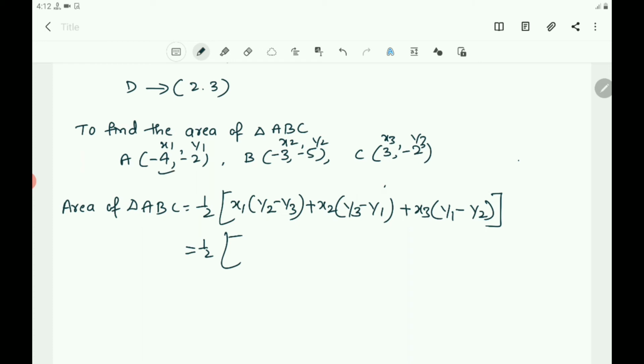x1. x1 is -4. y2 is -5 minus y3 is -2. Then plus x2. x2 is -3. y3 is -2 minus y1 is -2, plus x3 is 3, y1 is -2 minus y2. y2 is minus 5.